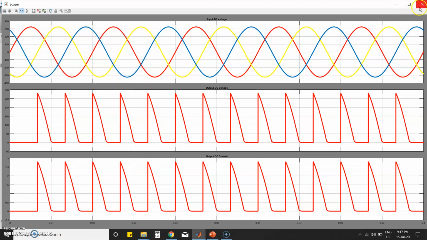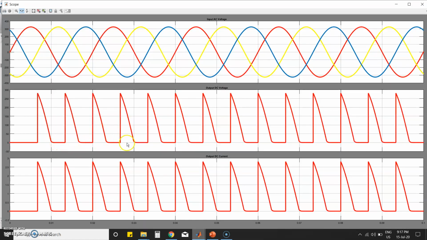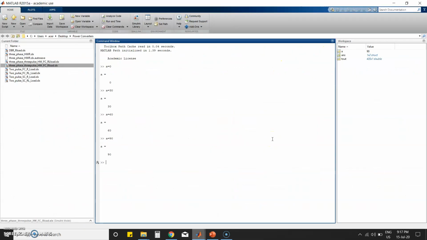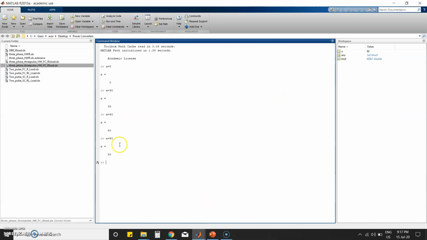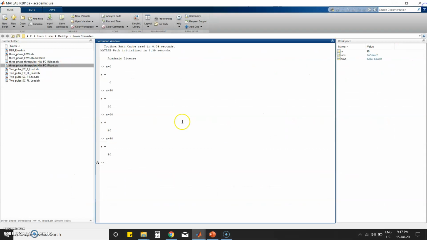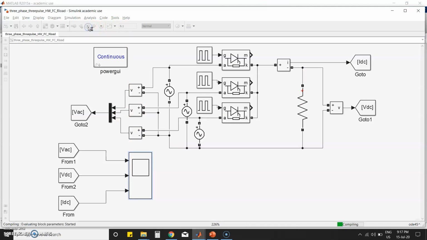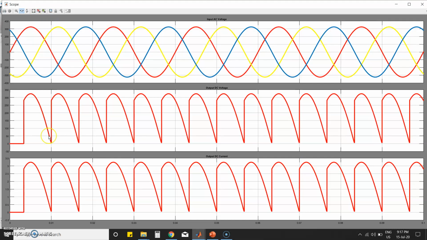Now we can move to the RL load. One thing you can see here: if the firing angle is 60 or 90, the output voltage is discontinuous for R load. Here the load is R. For a resistive load, the output becomes discontinuous for 60 and 90. This is for 90, and if I go to A equal to 30, the output will be continuous. You can see the same. For alpha firing angle equal to 30, the output voltage is continuous for R load.